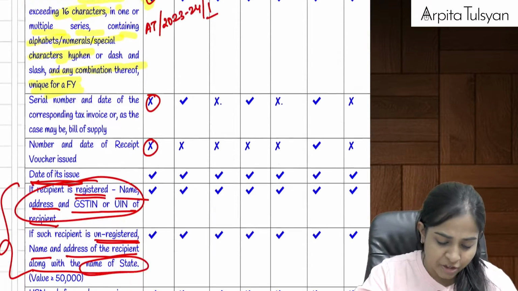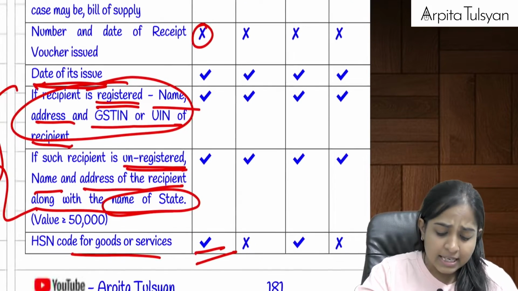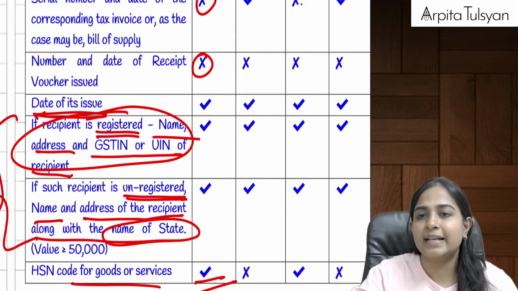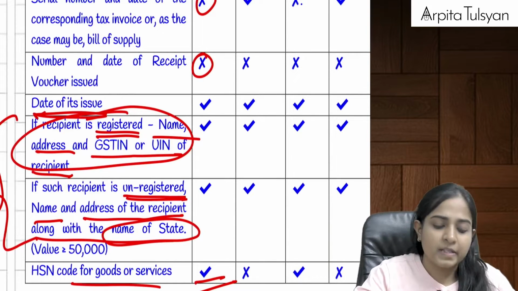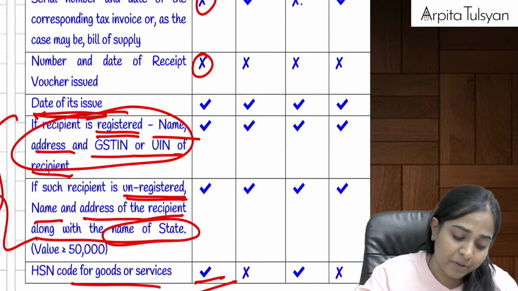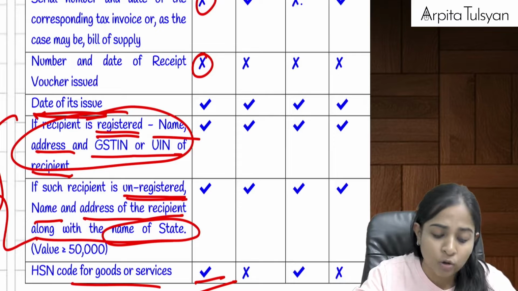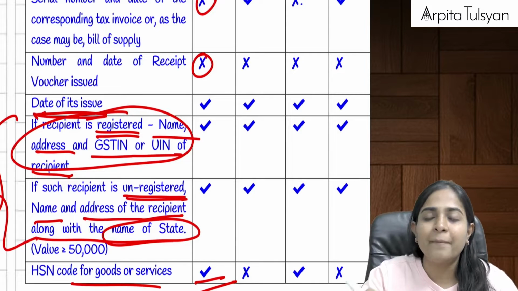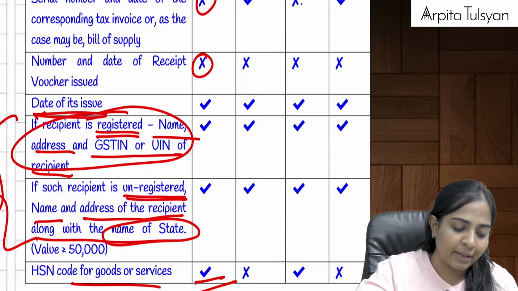One important point which I would like to tell you here is, suppose the recipient is a registered person, the person to whom we are supplying the goods. If that person is a registered person, his name, address, and GST number should be mentioned. But if that person is an unregistered person, and the value of goods supplied is more than or equal to 50,000, then in that case, name and address with state name should be present in that particular invoice.